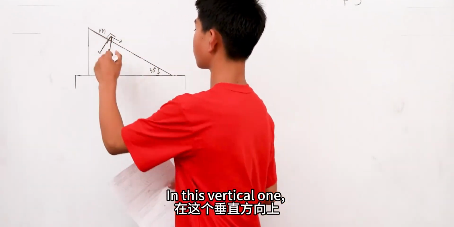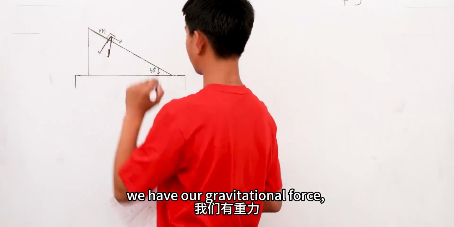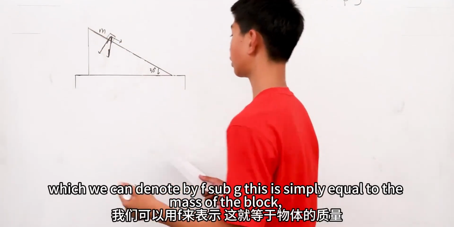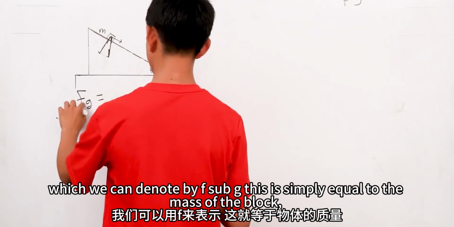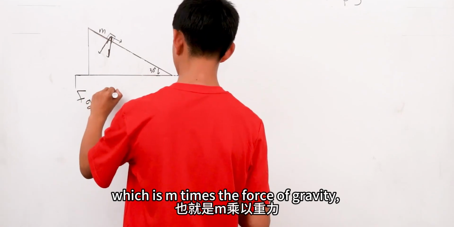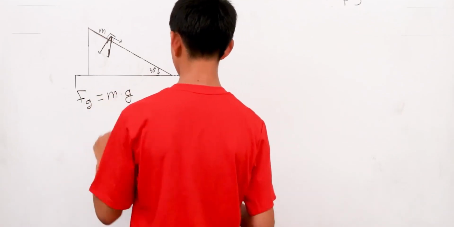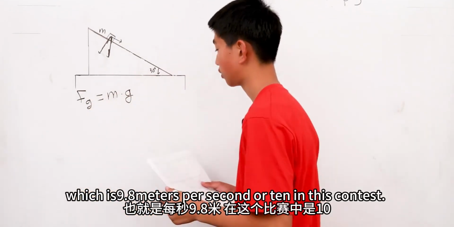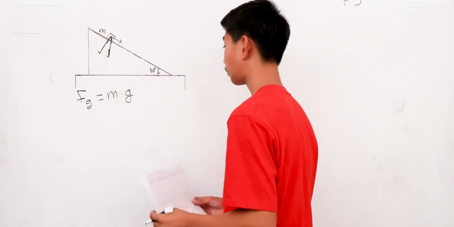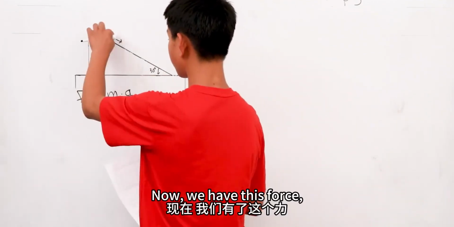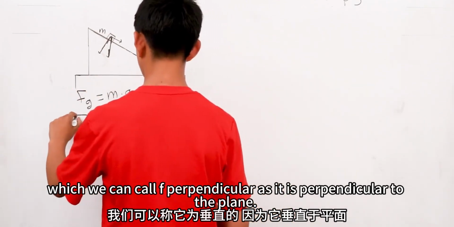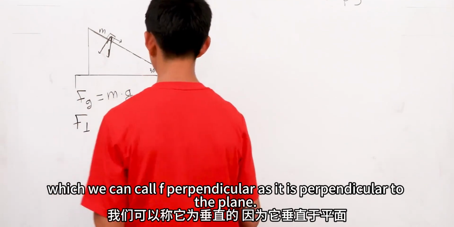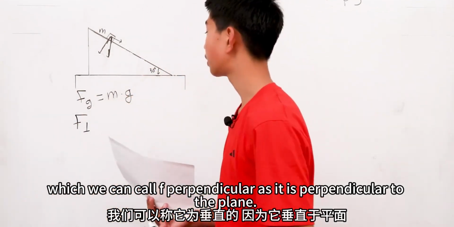In the vertical one, we have our gravitational force, which we can denote by F sub g. This is simply equal to the mass of the block, m, times the acceleration due to gravity, 9.8 meters per second squared, or 10 in this context. Now we have this force, which we can call F perpendicular, as it is perpendicular to the plane.